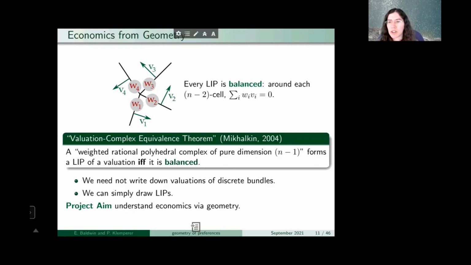Did you have another question? I have just a clarification. So firstly, I had a little bit hard time remembering what the weighted rational polyhedral complex of pure dimension is.